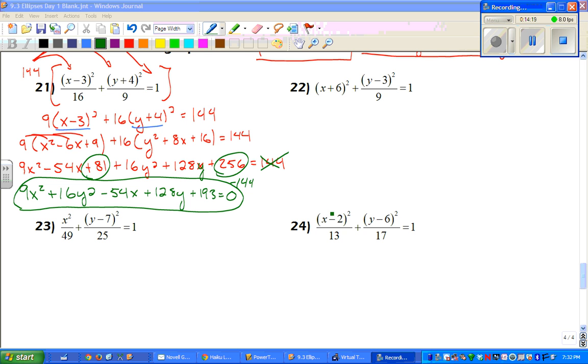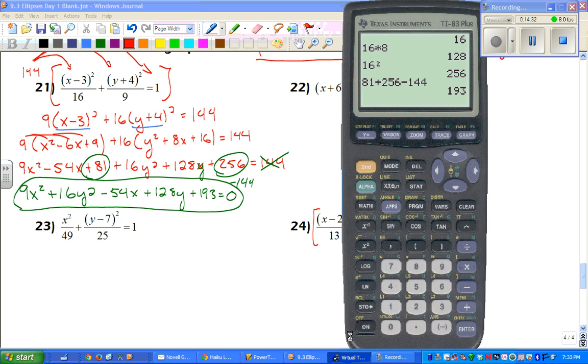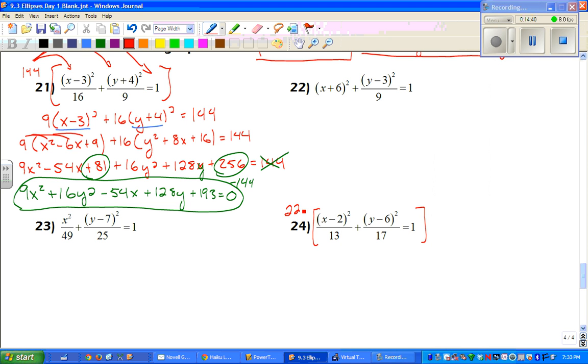Alright, let's slide over to number 24. So let's go through the process again. So first step, 24. Get rid of the parentheses, the fractions, by multiplying by the common denominator. Well, I have 13 and I have 17. So when I multiply those, I get 221. That's what I'm going to multiply everything by, 221. Okay? So distribute the 221 to all three terms.